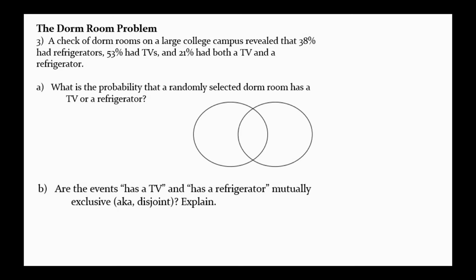When we start Venn diagrams, we always start with the inside, what they share in common. First we have to label. I'm going to use R for refrigerator. So this circle will represent refrigerators, and this circle will represent TVs.